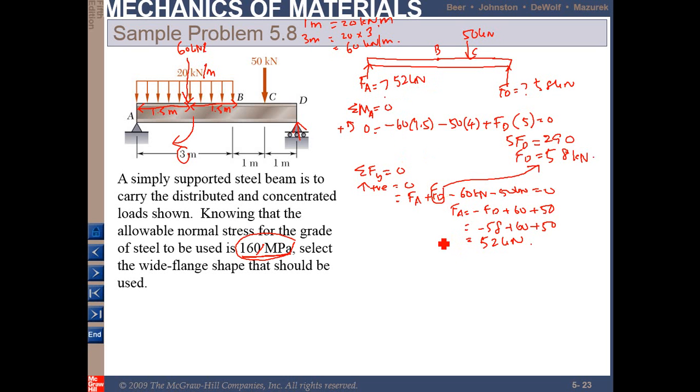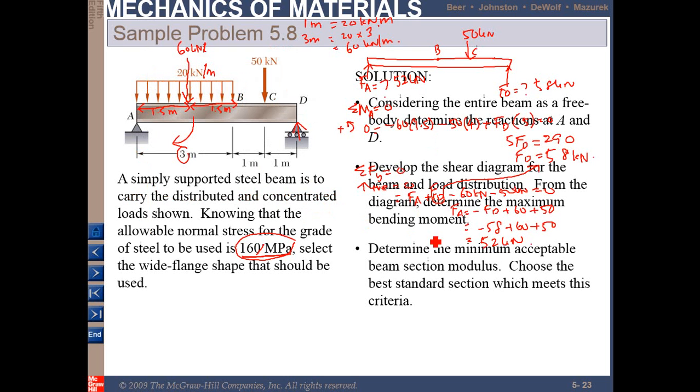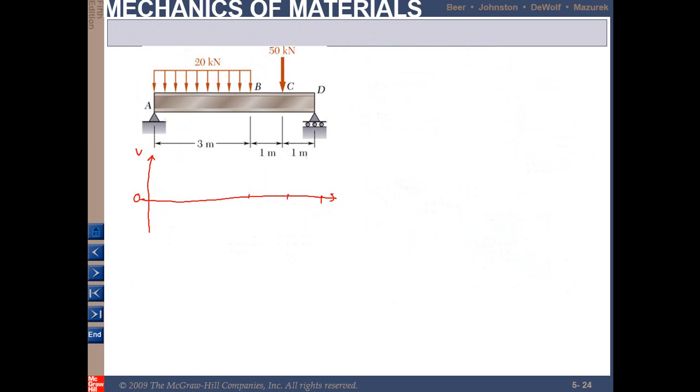So when you construct the shear diagram, okay, this is the shear diagram. This is 0, this is B, this is C, and this is D. Because it already has 52 kilonewton, it will go 52 kilonewton here. Okay, and 50 kilonewton here.